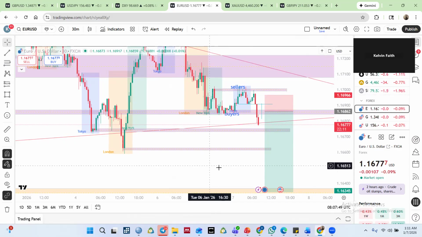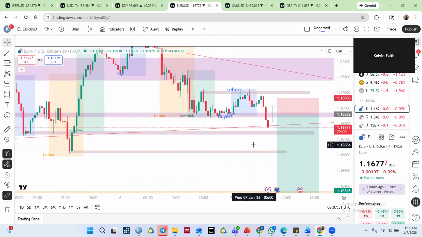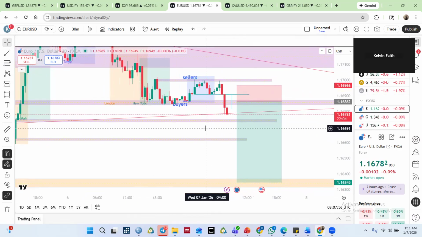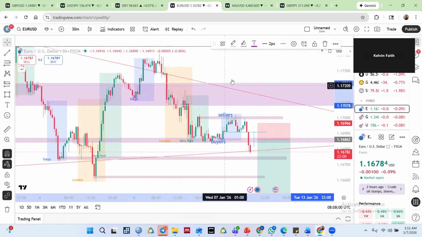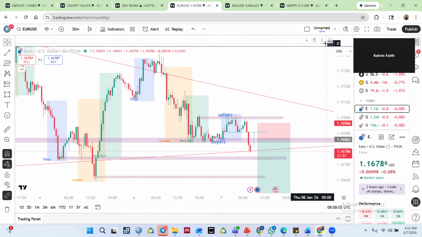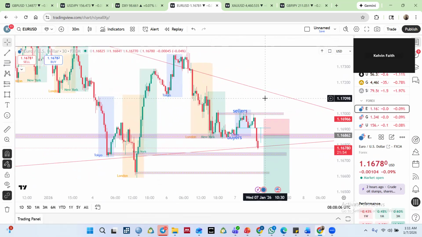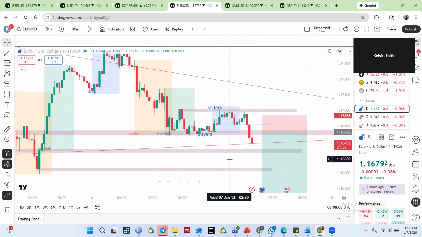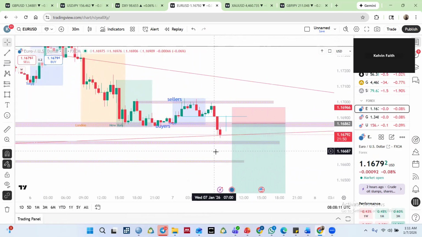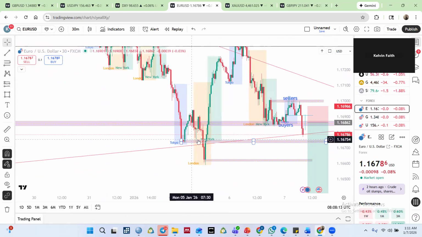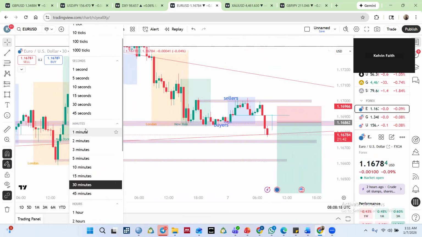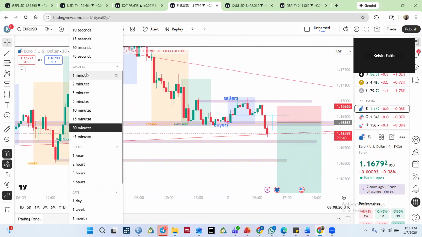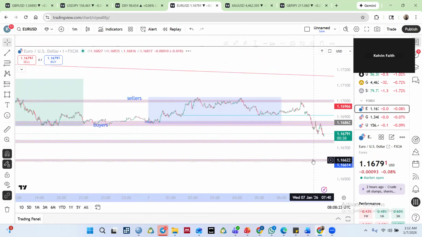Yeah, let's see how that might play out. London session will open in, I think, 30 minutes' time. So let's see how that plays out. Yeah, so we are reacting into this first zone here. I think we got a hit. Let me go to the 1 minute.